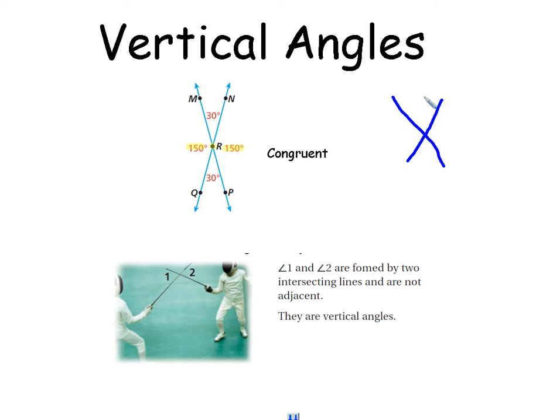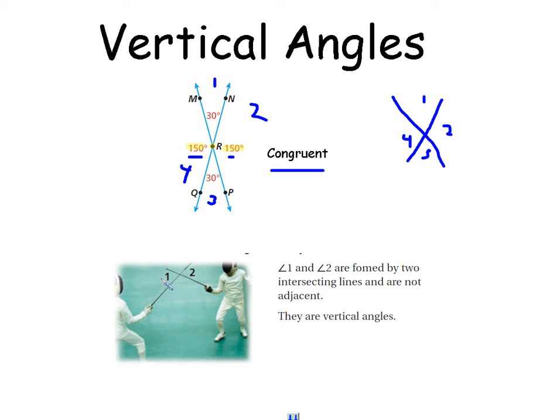So I have angle 1, angle 2, angle 3, angle 4. The opposite angles on the vertical angles are always congruent, which means the same measure. So they're both congruent, which means the same. So angle 1 and angle 3 are both 30 degrees. Angle 2 and 4 are both 150.